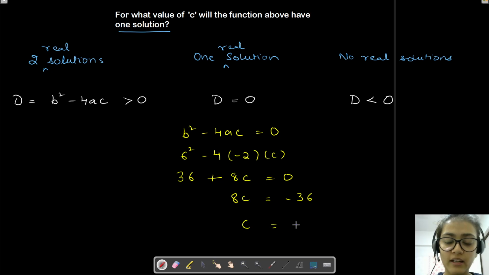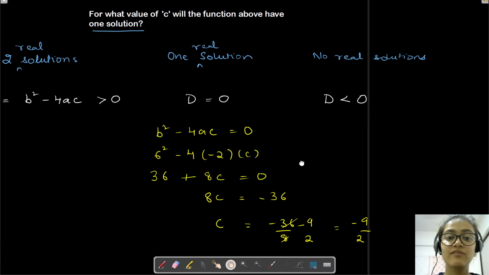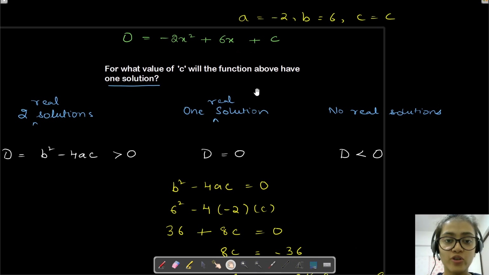Divide the equation by 8. They both get cancelled by 4. So 4 times -9, 4 times 2, so -9/2. So for c equals -9/2, we will have one solution for this quadratic equation.